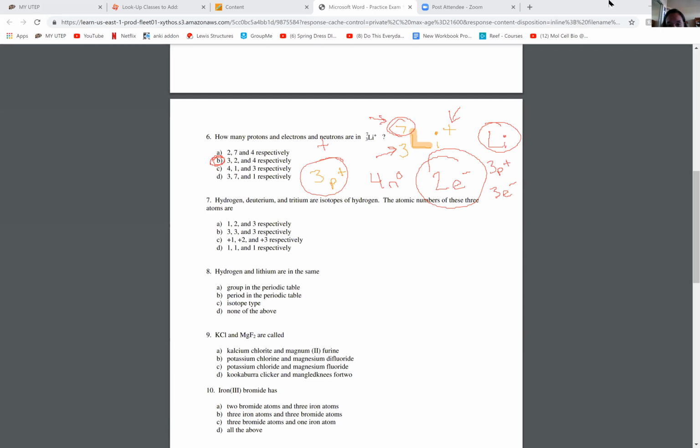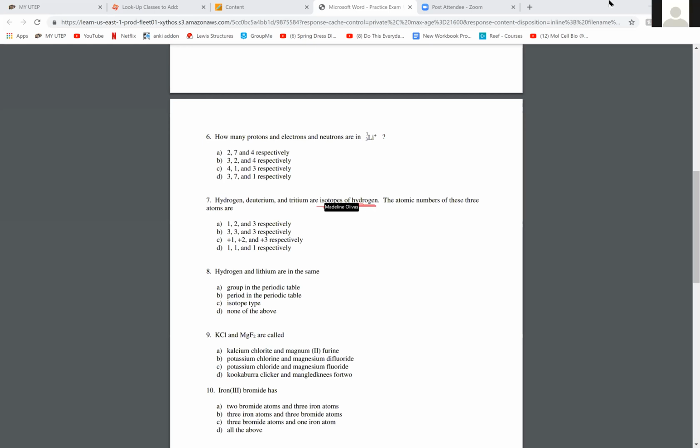Okay, so we're gonna move on to number 7. So we have all these isotopes of hydrogen. The atomic numbers of these 3 atoms are, okay, so if they're all isotopes of hydrogen, what is our atomic number for hydrogen? It's always going to be 1. Exactly. So would it change no matter what our isotopes are? No, it stays the same. Exactly. So the only thing that would change in your different isotopes is going to be the mass. So which of our subatomic particles would change between the isotopes? Neutrons. Yes. Okay. So since it's only asking for the atomic number of these isotopes, what would be our answer here? D. Yes.